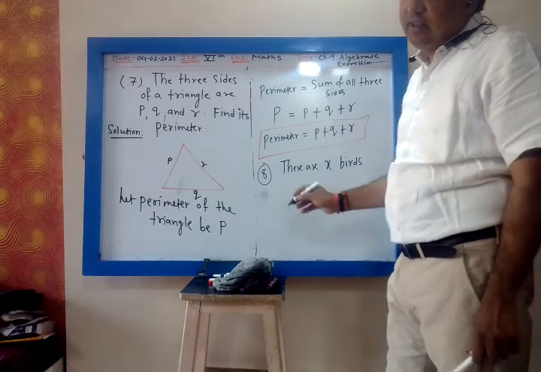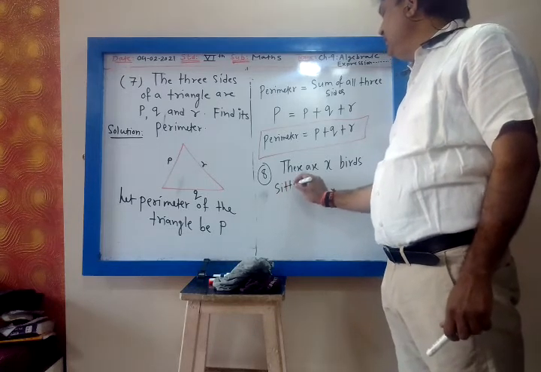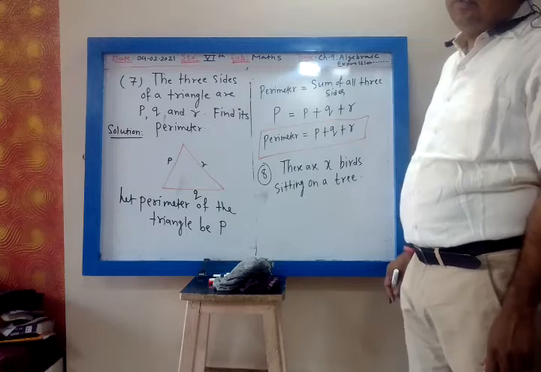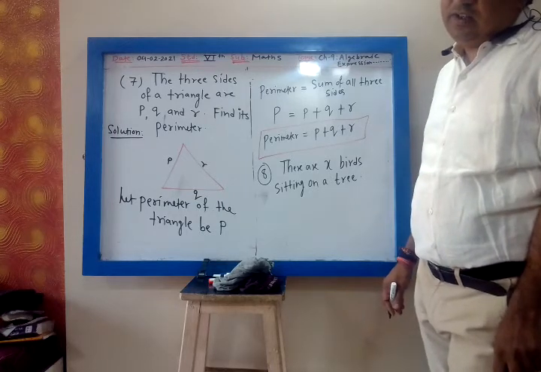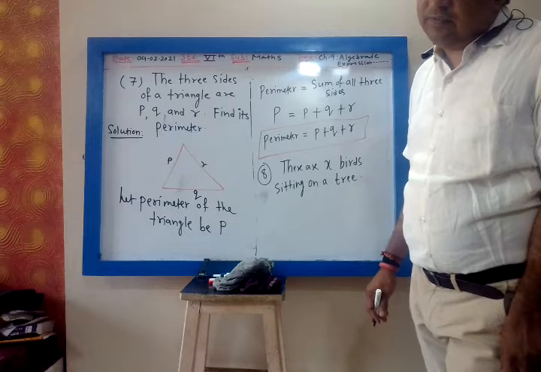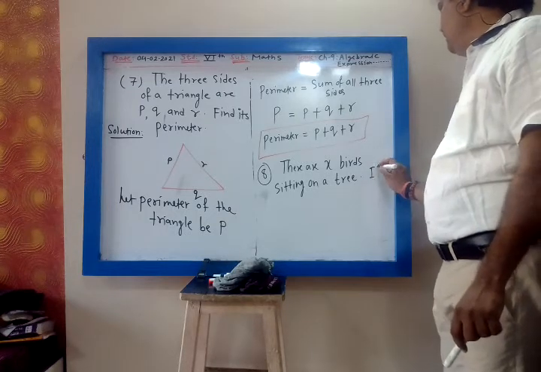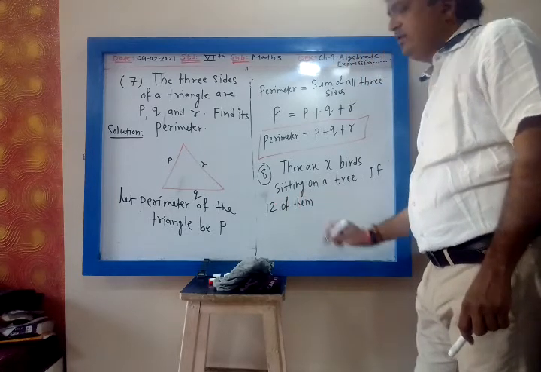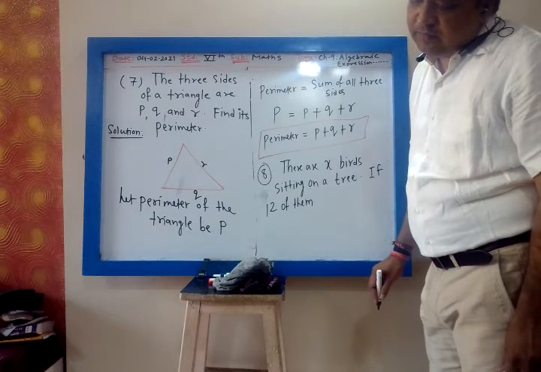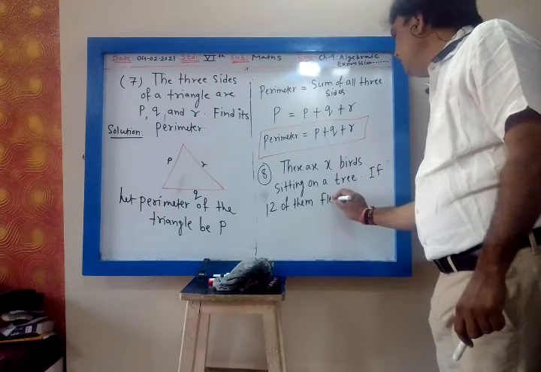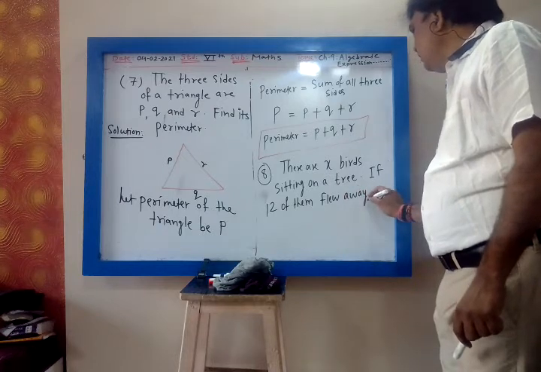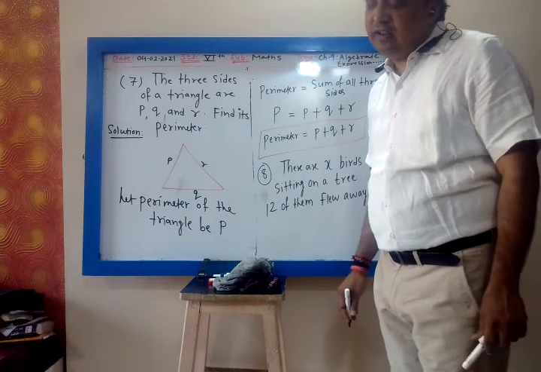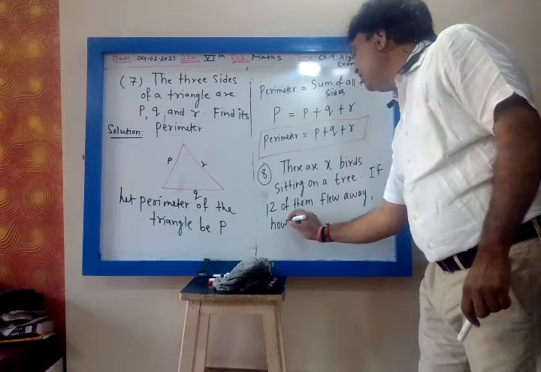There are X birds sitting on a tree. If 12 of them flew away, how many are still there on the tree?